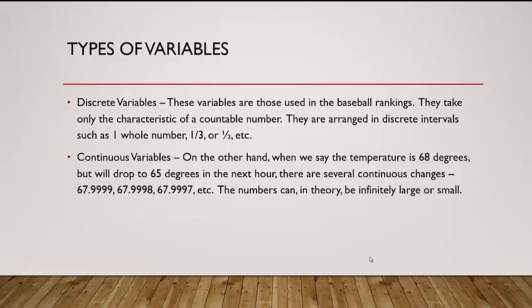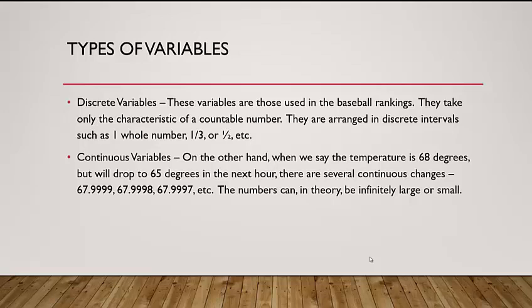The discrete variable would be the baseball games, okay? These variables are used for things such as baseball rankings, okay? They take only the characteristic of the countable number, and they are arranged in discrete intervals such as 1 is a whole number, a third, or a half. So baseball scores or baseball rankings are done in half games. So when we say 2.5 games ahead of somebody, then we know exactly what that means.